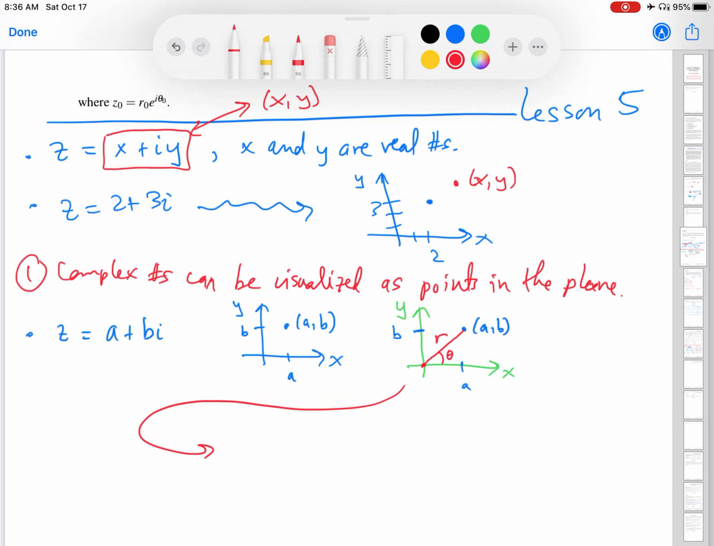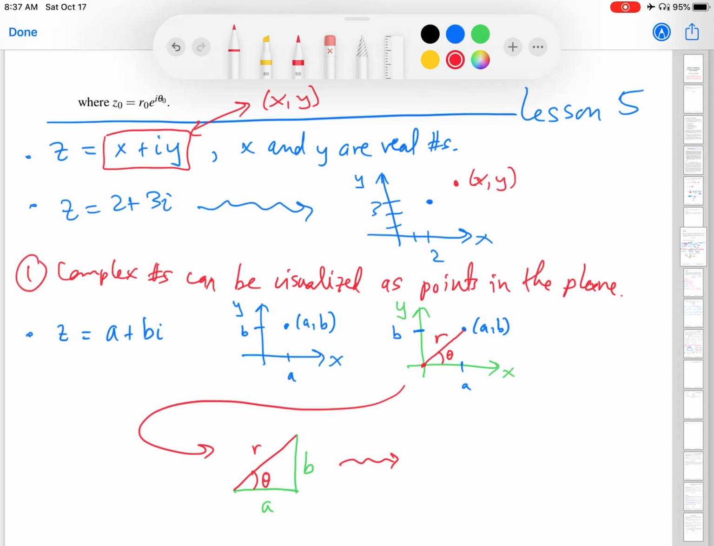So R, the hypotenuse of this right triangle, is R, the base length is A, and the height is B, right? So this is B, this is A, this is R, and this is theta. And then this is an illustration of exactly what I was saying earlier. Now that we're in the plane, we have all this geometry that we know and love that we can use. In particular, we have some trigonometry that we can use here.